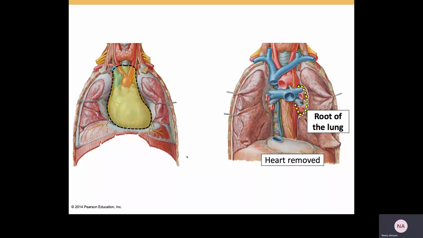This shows you the heart relative to the lungs on the left, and if you remove the heart, you can see what is known as the root of the lung, which is where the vessels and airways enter and exit.